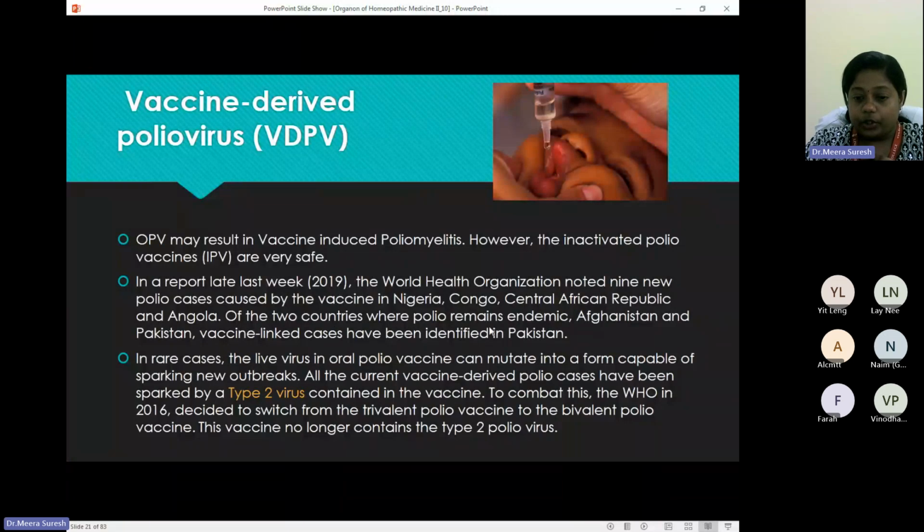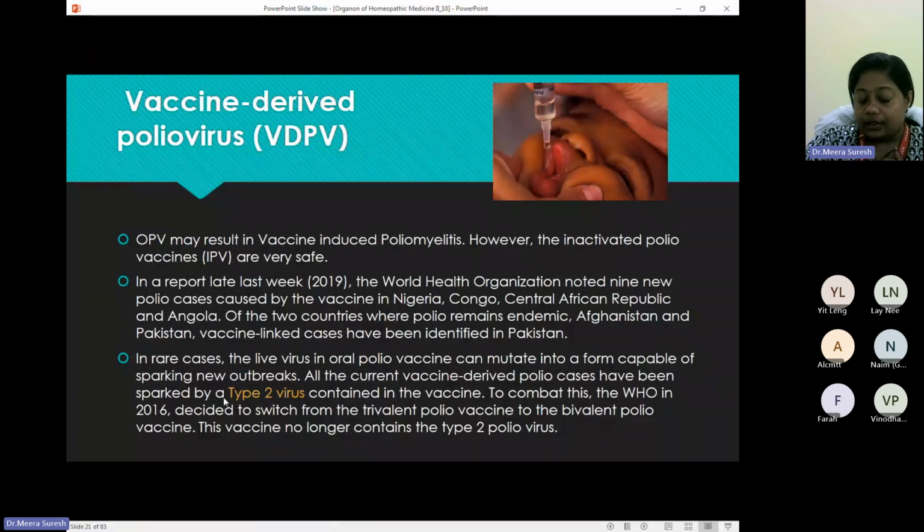Of the two countries where polio remains endemic, Afghanistan and Pakistan, vaccine-linked cases have been identified in Pakistan also. But nevertheless, they are having wild cases also. So the reason that I told you what happens with OPV is that the live virus in oral polio vaccine can mutate into a form capable of sparking new outbreaks.